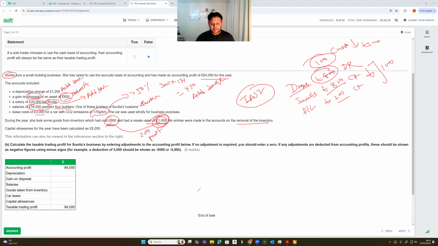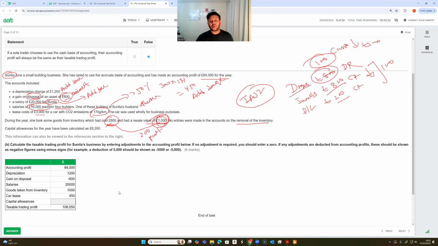All right, so let's complete this one quickly. The depreciation needs to be added back. So 1,200, very simple. Gain on disposal, 600 deductible, because this money came from another source, by selling the fixed asset. So this money didn't come from my regular selling business. So I need to deduct it. I'm not going to pay the tax on it right now. So 600 deductible. Salaries I need to add back only for Sunita, only for the sole trader. Goods taken from the inventory, 1,000 needs to be added back, the selling price. Car lease, we have calculated 450, 15%, 450.